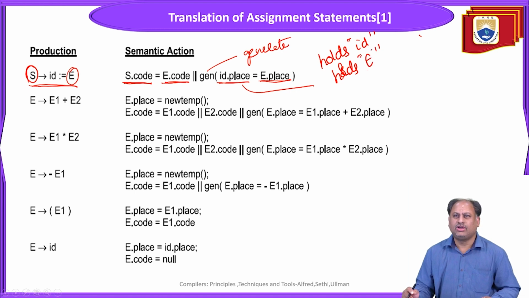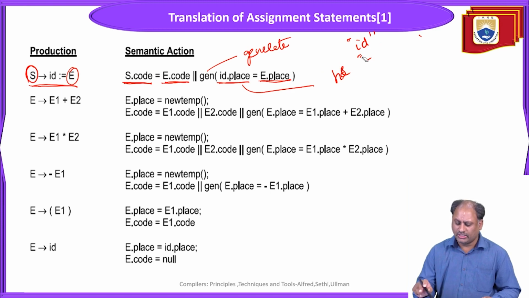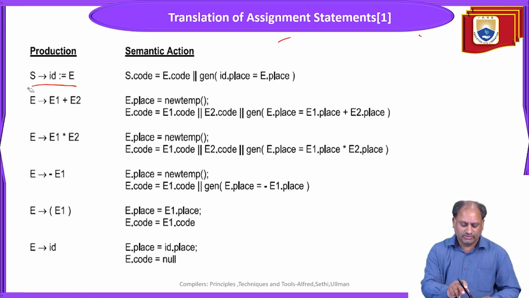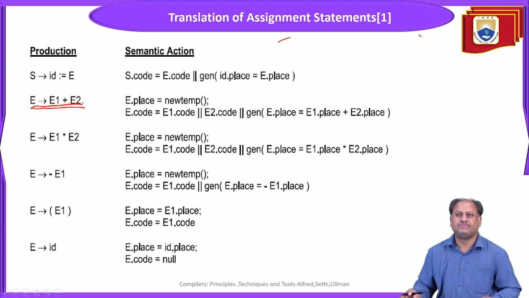Two cases. Now after this the result has to be displayed immediately by using this function. When you come to the second, E derives E1 plus E2. Now here we are applying a new temp, that means a temporary has been created, say for example T1, a new temp is being created that is to be assigned to the address of E dot place.